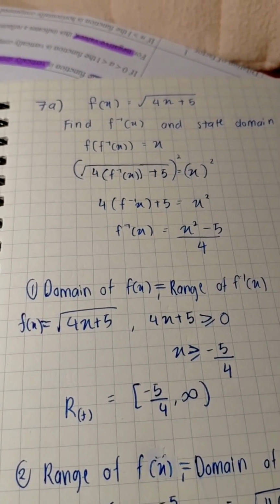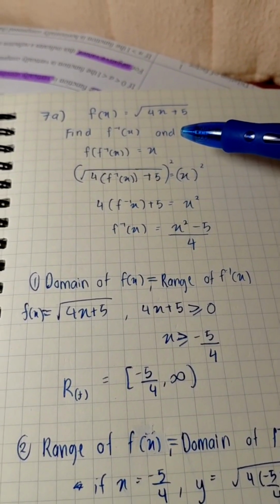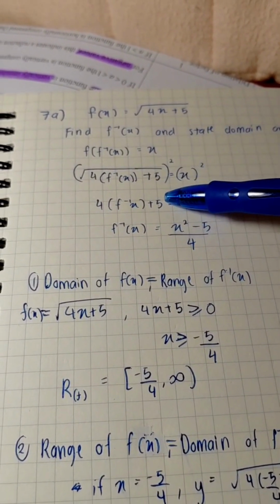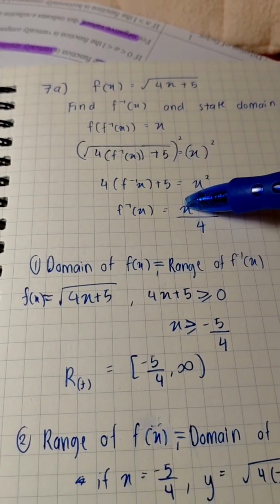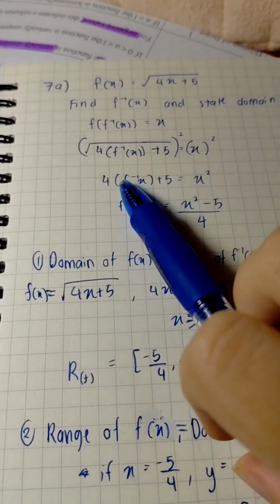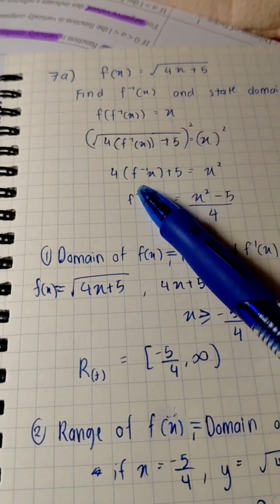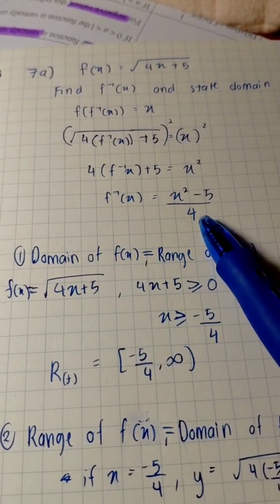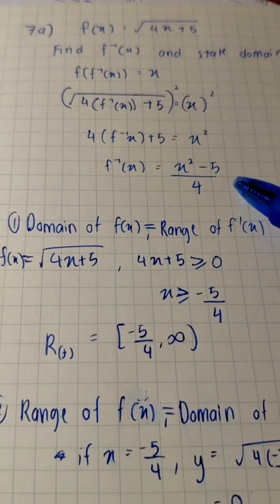First step, kita gantikan f inverse dalam equation ni. So then to eliminate the square root, we have to square both sides, and then we got this. Then just rearrange and make the f inverse as a subject. Then we got the f inverse.